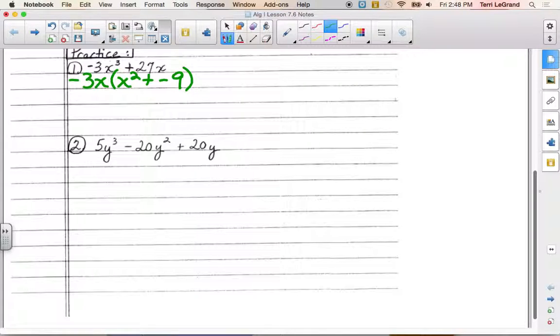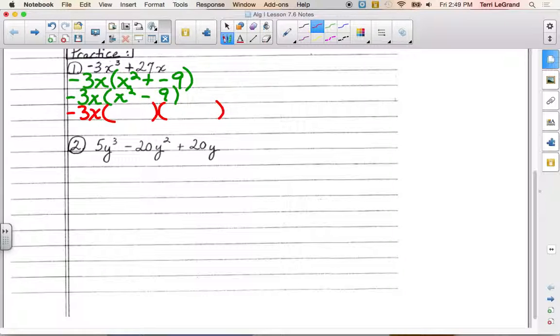-9. Okay. Now we're going to clean that up. So we have -3x times x squared minus 9. Now that it's been cleaned up, we can say, oh, it's a binomial with subtraction. Are the first and second terms squares? Yes, so we're not done yet. So we say, oh, okay, then I'm going to have to factor that.